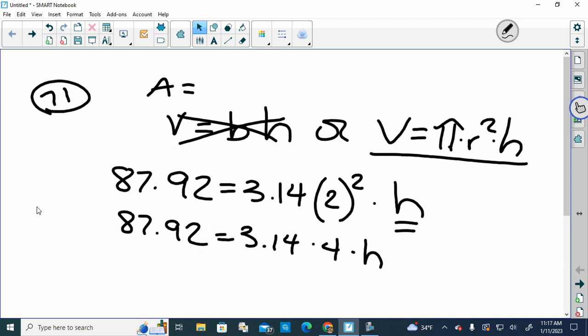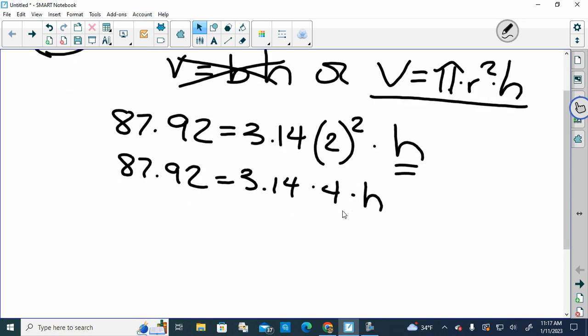So our next step to get the h by itself is we need to multiply these two times each other, okay? So in your calculator, you're going to go 3.14 times 4. Okay, so now we have 12.56h. Okay, so we're at our last step because we're solving for h. So what do I need to do with 12.56 to get h by itself?